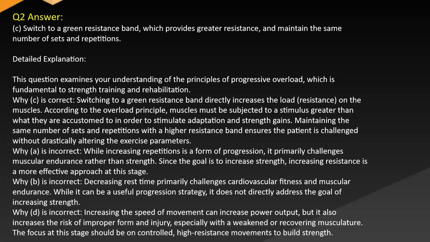While increasing repetitions is a form of progression, it primarily challenges muscular endurance rather than strength. Since the goal is to increase strength, increasing resistance is a more effective approach at this stage. B is incorrect. Decreasing rest time primarily challenges cardiovascular fitness and muscular endurance. While it can be a useful progression strategy, it does not directly address the goal of increasing strength.